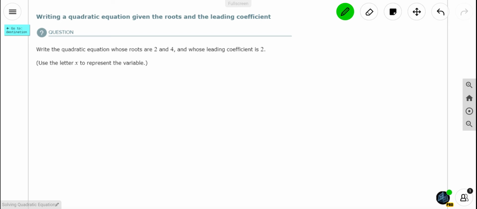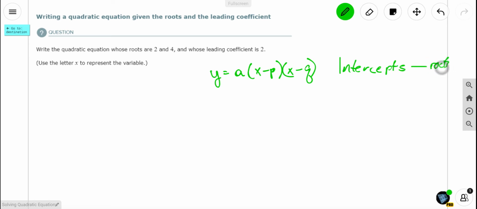Now it's asking you, write a quadratic equation whose roots are 2 and 4, and leading coefficient is 2. So this isn't meant to be hard, you guys. It's just you have to go back to the equations that we had. Now, they're kind of jumping this on you. These are your intercepts. Intercepts are also called roots. You guys, these are the places where the graph crosses.